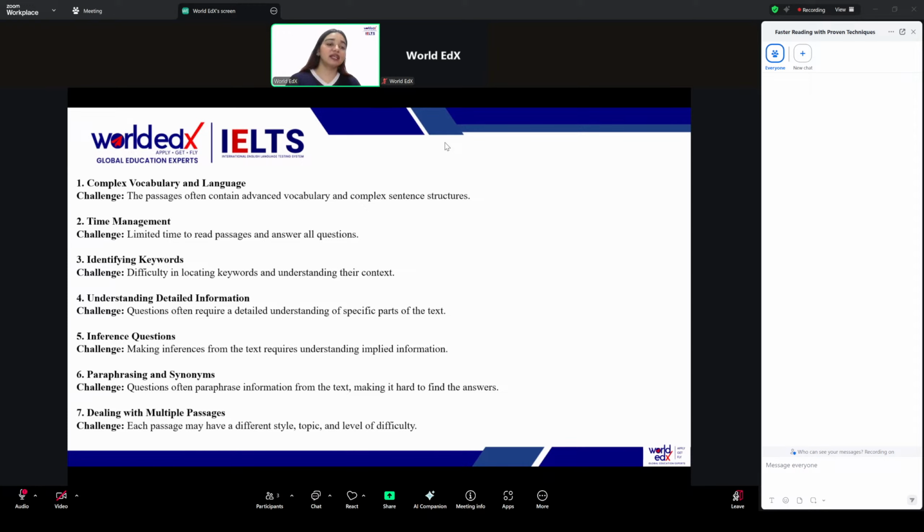The next is identifying keywords. Every question has some keywords. It's just for you to have that eye, to be able to find the keywords. For example, every question, every sentence will have that one particular word that you cannot change. It could be a name, it could be a number, it could be a city, it could be any kind of numerical data.